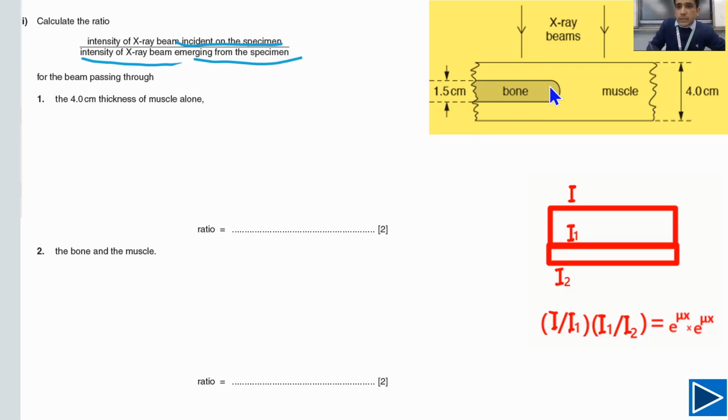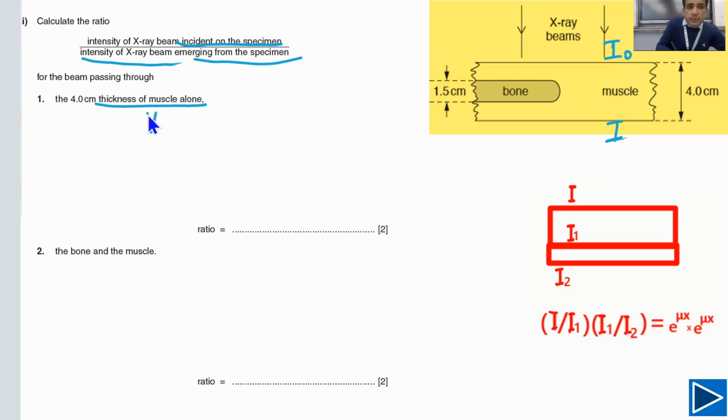In this case, you can simply imagine that it is asking you only about the thickness of the muscle. We have intensity I naught coming in, and after passing through this one, this is the emerging intensity of the X-rays, which we can say is I. So this is I naught, this one is I. We need to find the ratio I naught over I.